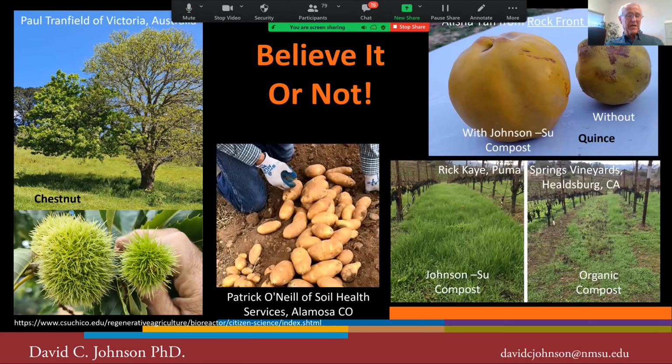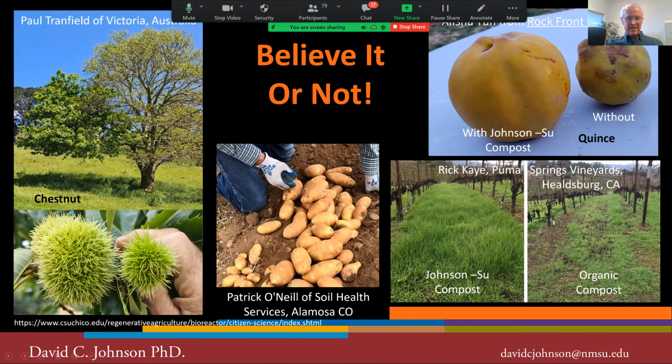So this may sound like an infomercial, but this is the believe it or not portion. On the left-hand side, Paul Tranfield in Victoria, Australia, on his chestnut tree, he was only able to spray his grazing or pasture land on one side of the tree because the limb was too low on the other. You can see here on the left, this portion of the tree leafed out a full month ahead of the rest. And the chestnut on the left is the one in that greener portion, and on the right is the one where he didn't spray it.